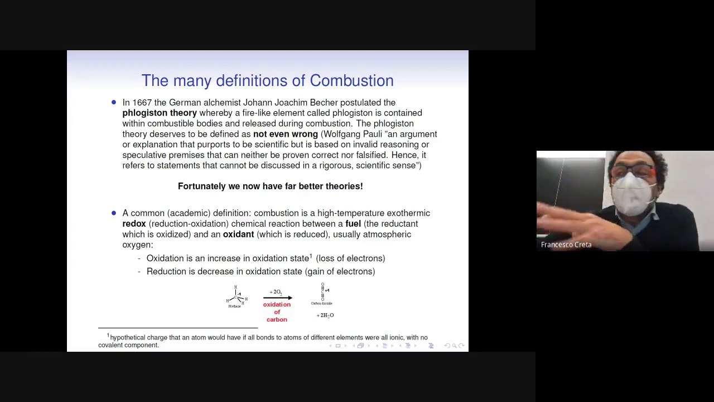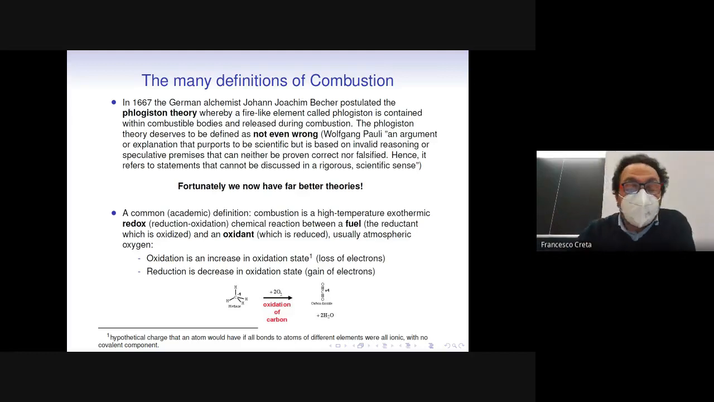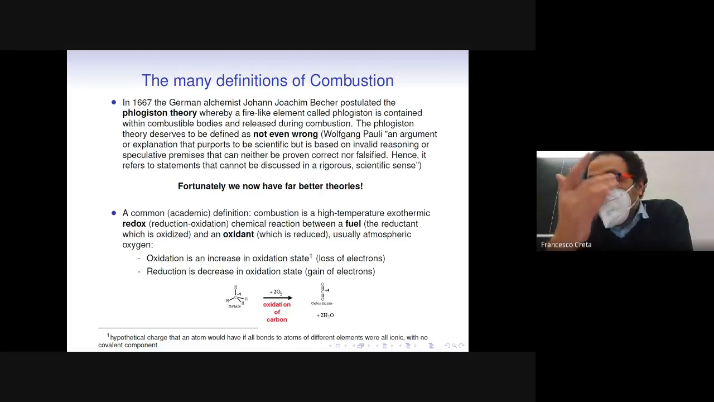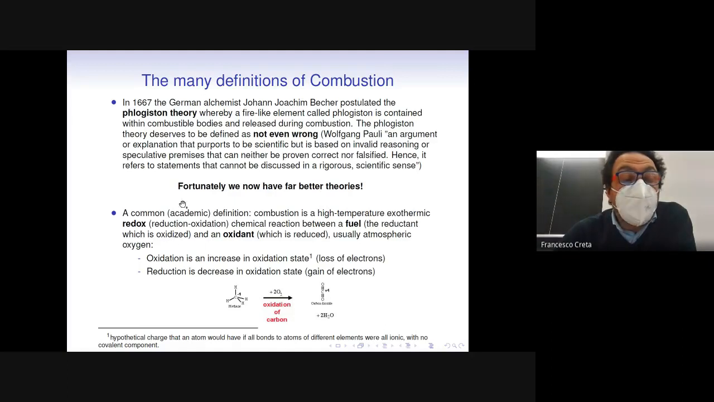I don't want to tell you anything beforehand, okay? One thing that you may have seen in high school or maybe in the chemistry course is this common or academic definition that combustion is, well, an exothermic reaction, of course.